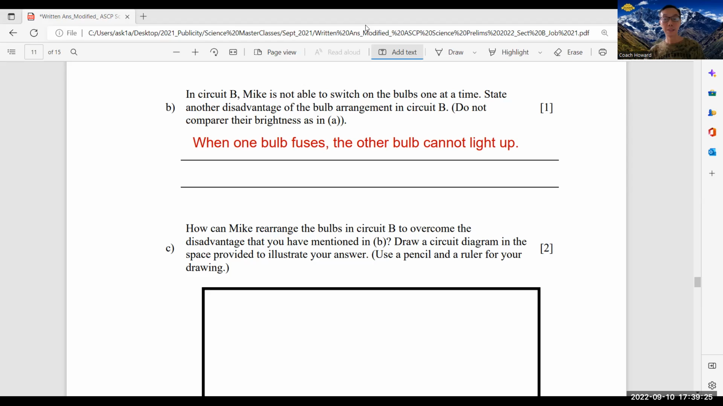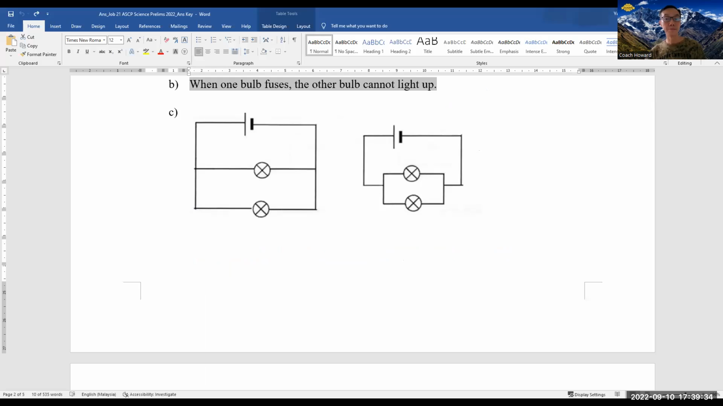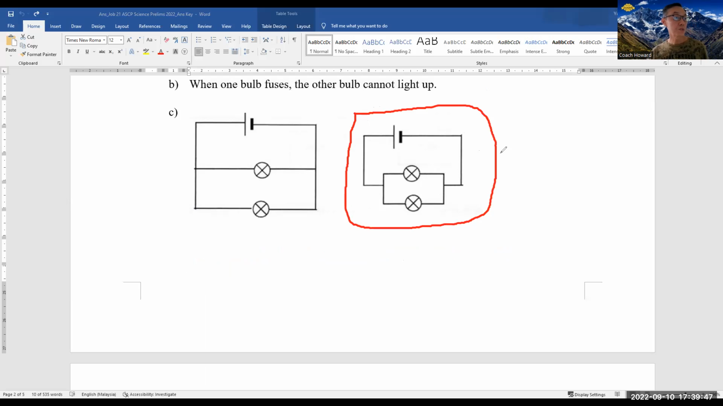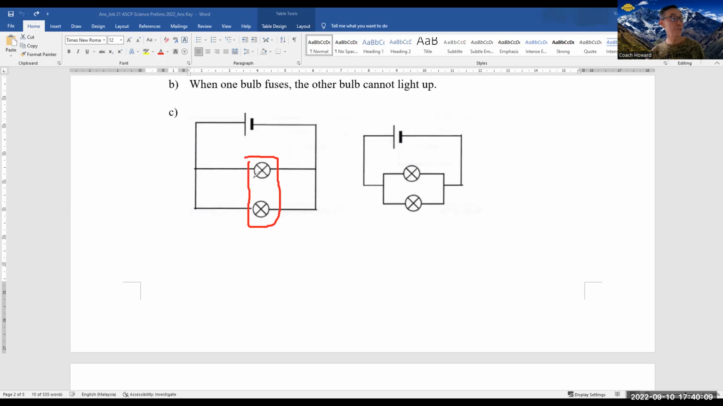So when you draw clearly, use pencil and ruler. So this will be the answer here. You take note of this part. So you should draw this one. Notice there's no switch, because in the initial circuit diagram there's no switch. Make sure that these two bulbs are connected in parallel. So if one fuses, the other can still light. Or you can also draw it this way. There are two in parallel. So there are two possible ways of drawing, this or this. Two possible answers. You have to use pencil to draw so that in case you made any mistake, you can erase it.